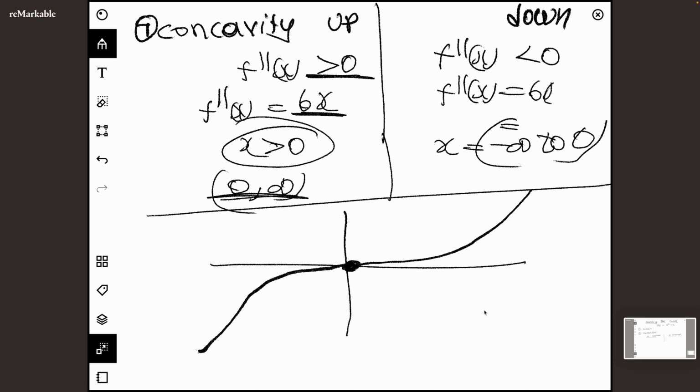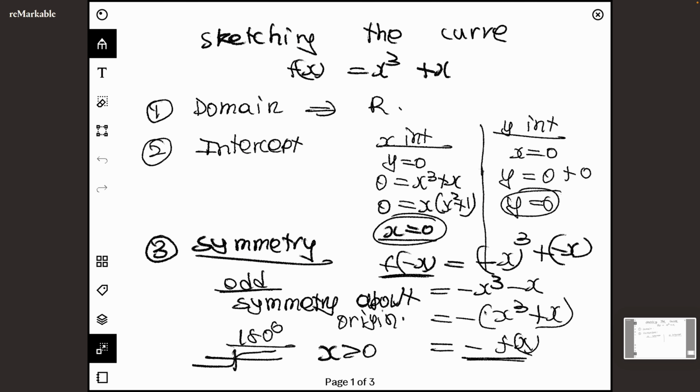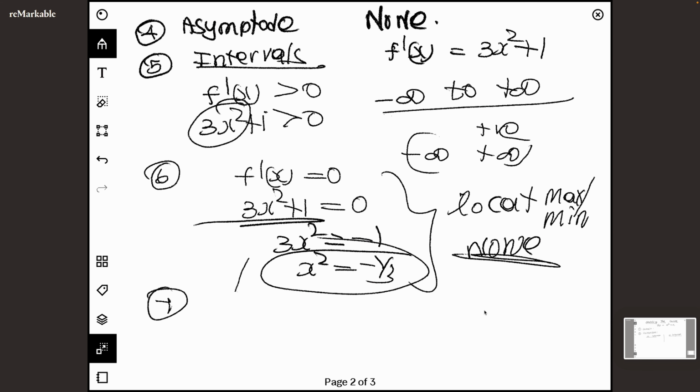Okay, I will just recap. Domain, all the real numbers. Intercept, x is equal to 0, y equal to 0, note it down. Symmetry, f of minus x is equal to minus f of x, it is symmetry about the origin, a 180 degree rotation. Fourth is asymptote, there is no asymptote. Intervals, minus infinity to plus infinity, it is positive. Six is local maximum and minimum, f dash x is equal to 0. Local maximum and minimum cannot be found, because f dash x cannot be 0. Also f dash x is increasing from minus infinity to plus infinity, so there is no going up and down.